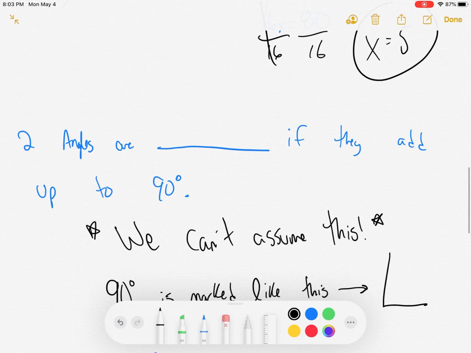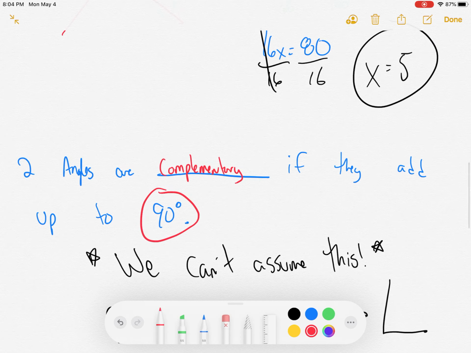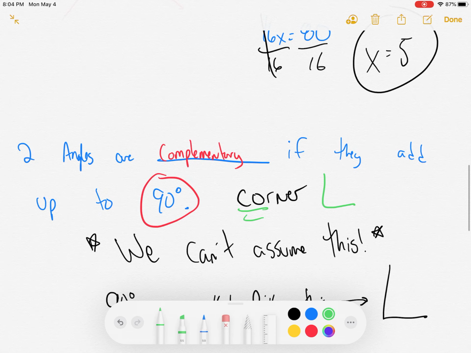Okay, now, next up, two angles are complementary if they add up to 90 degrees. Now, when I was growing up, I memorized this because we're the first two letters of complementary, C-O, like a corner. So, complementary, they form a corner, like the corner of your room would be 90 degrees.